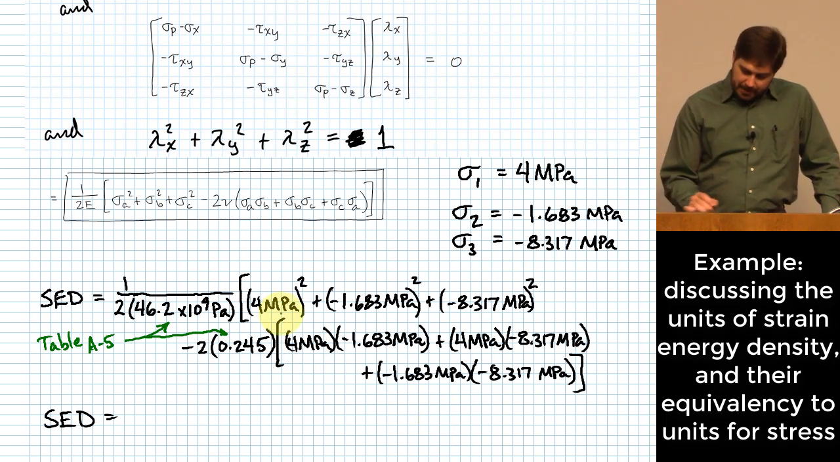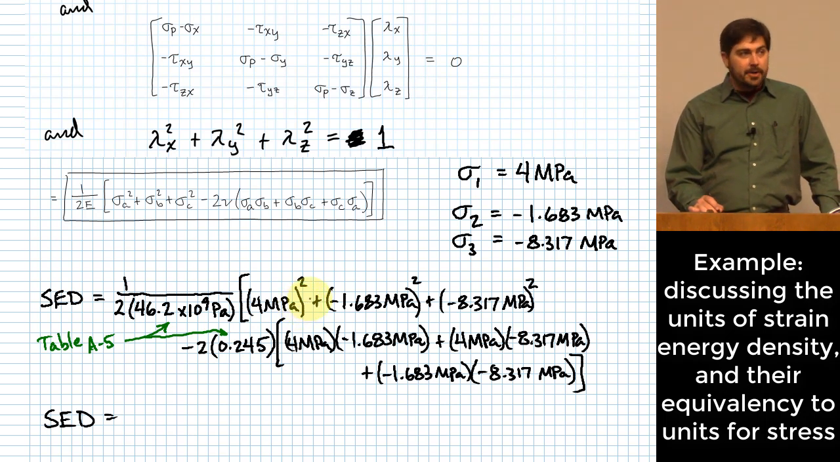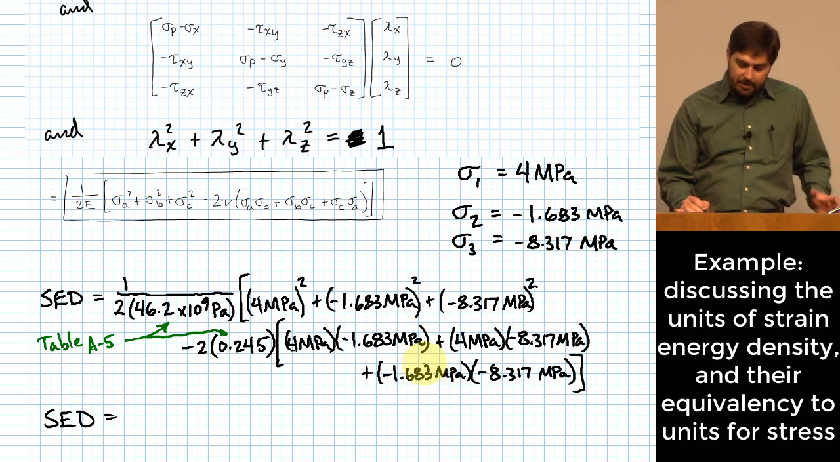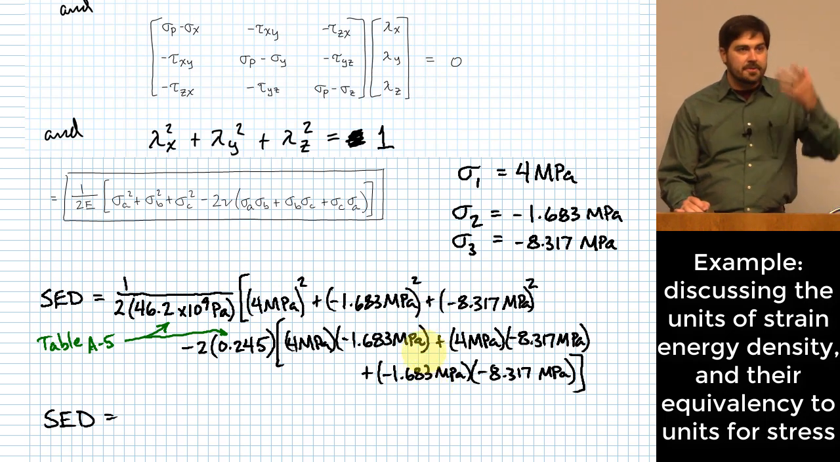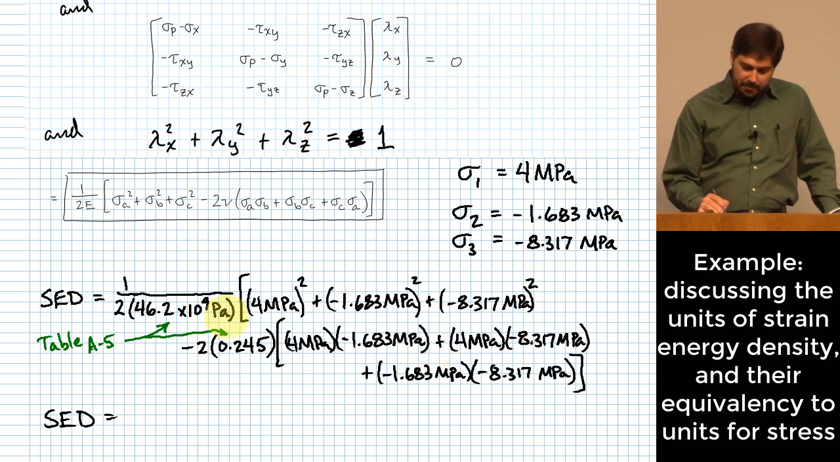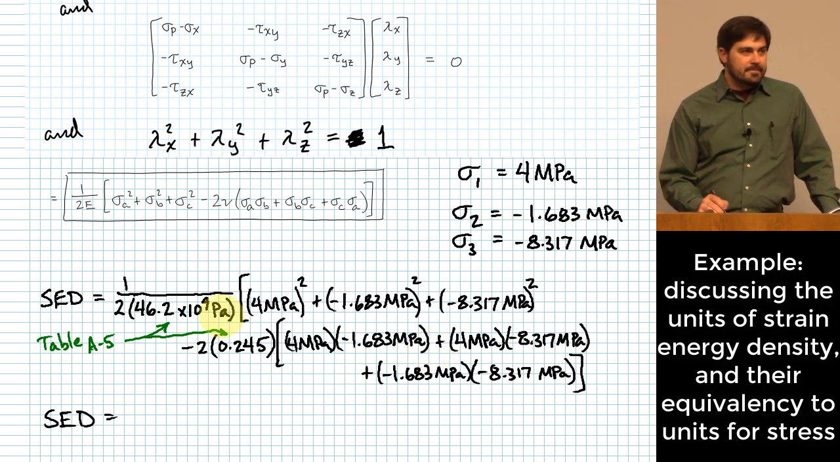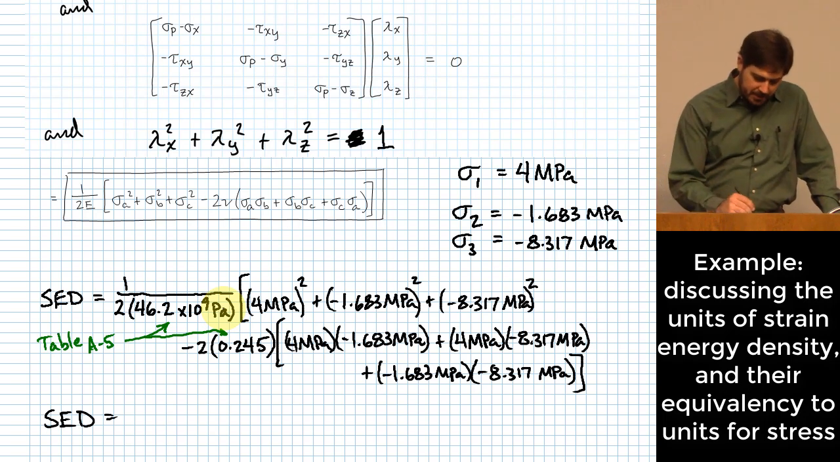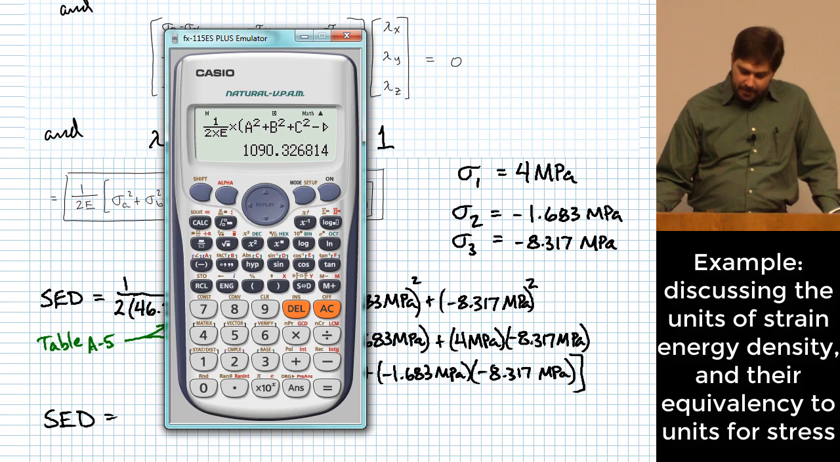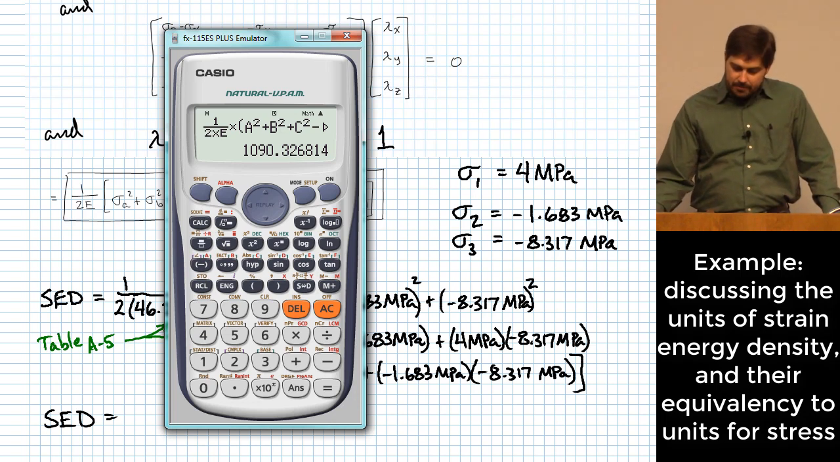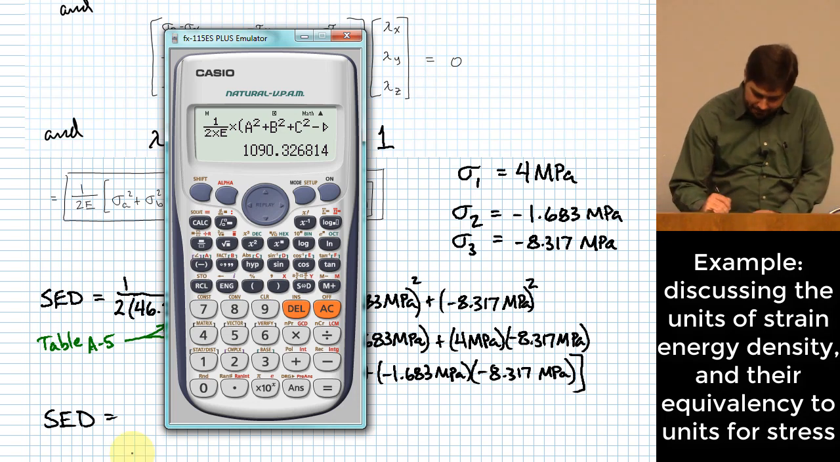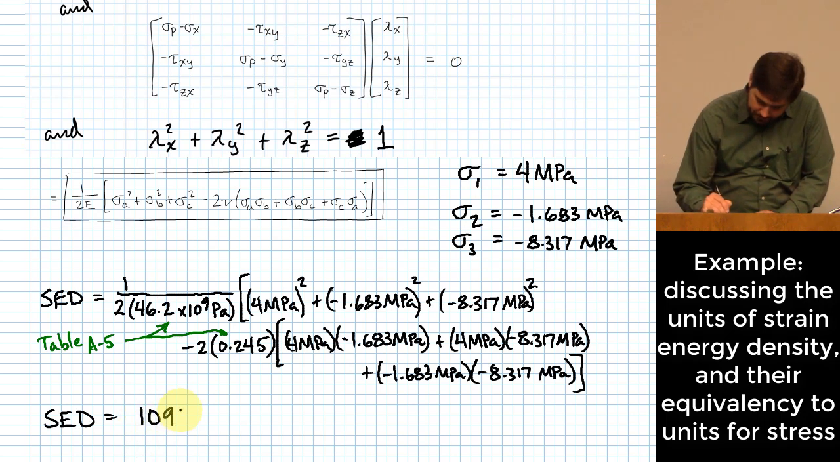Okay, if you look at this, what we're going to have is Pascal squared in the numerator, because all the terms in the brackets are going to be in Pascals squared, and that's going to be divided by what? Pascals. So it ends up being Pascals. So when I look at this value that I just got out of my calculator, 1090.3, we'll just say that's in Pascals.